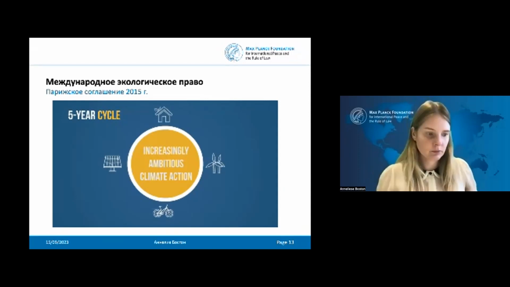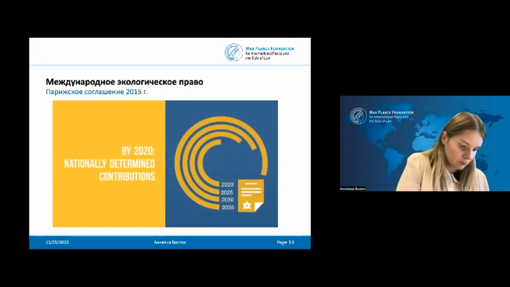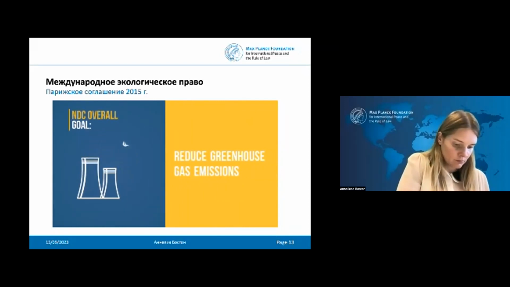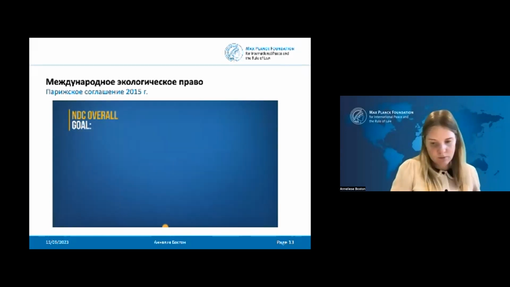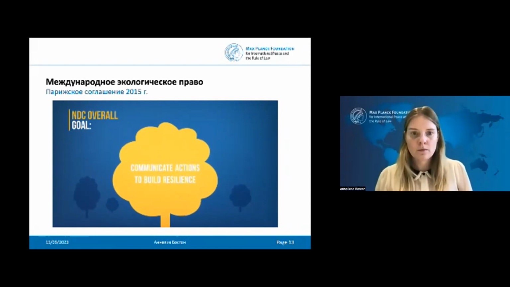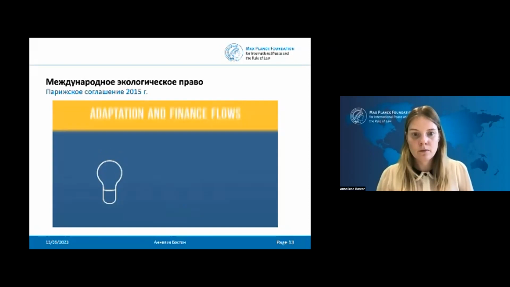By 2020, countries communicate their plans known as nationally determined contributions. Countries communicate actions they will take to reduce their greenhouse gas emissions in order to reach the goals of the Paris Agreement. Countries also communicate actions they will take to build resilience to adapt to the impacts of rising temperatures. This may include information on adaptation and finance flows.